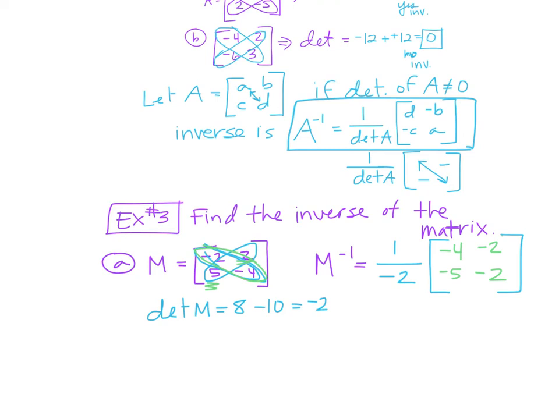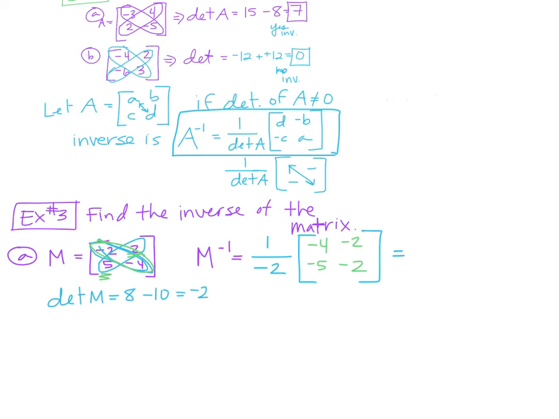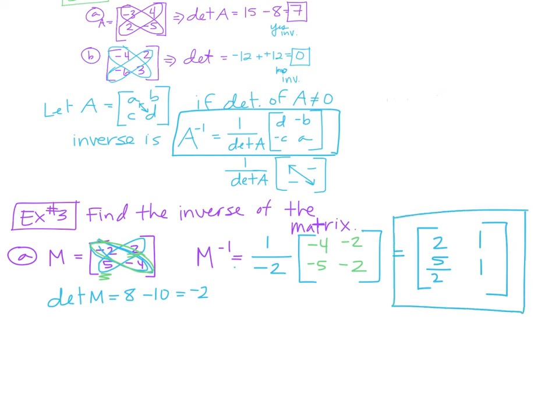Okay, so now your job is just to multiply that. So 1 over a -2, you're multiplying by a -1/2. So our inverse would be -1/2 times 4 is 2. -1/2 times a -2 is 1. -1/2 times 5, I would just leave that as 5 halves. You can call it 2.5 if you like that better. And then 1 over -2 times -2, again, is 1. So this is your inverse of M. Kind of fun, right?